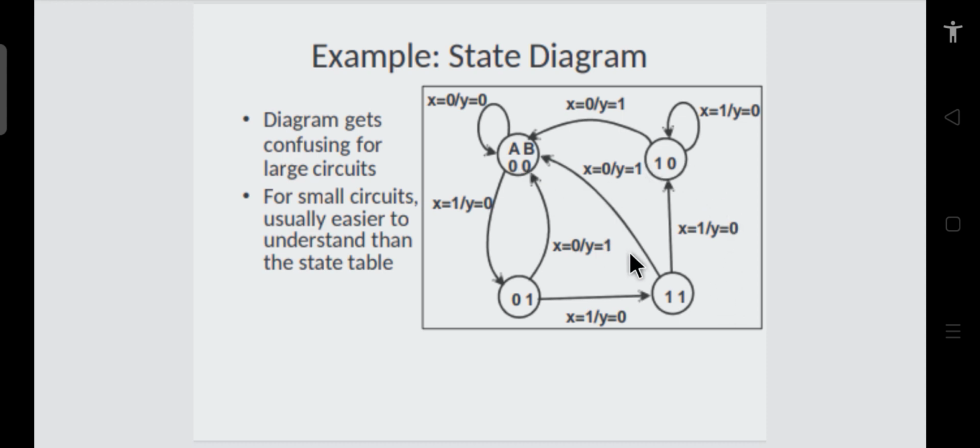So you can verify this state diagram, and this state diagram should match with your state table, and the state table should match with your circuit and the Boolean expression. I think you should try to verify them on your own, and if you have any doubt, you clarify it with me in the tutorial class.